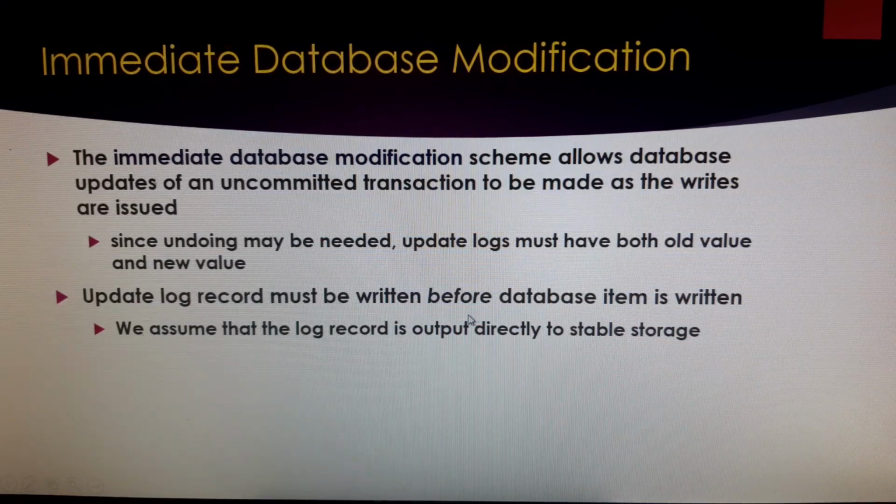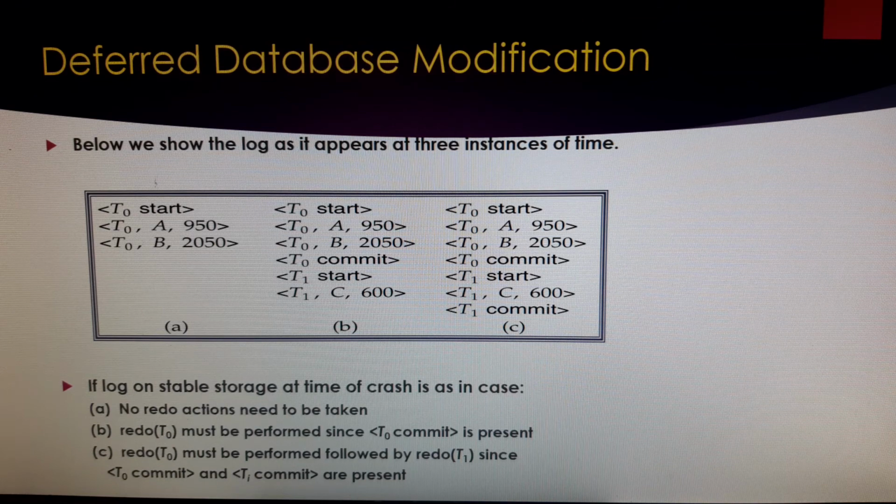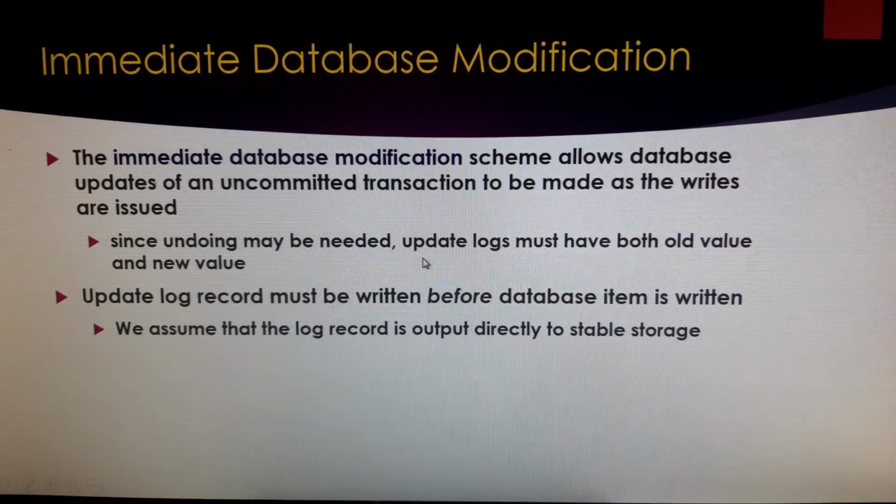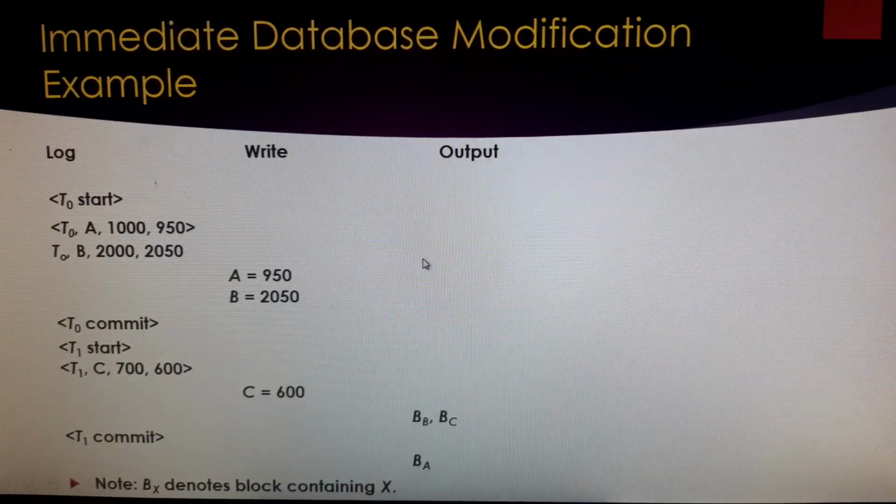Then coming to immediate database modification, the same action is going to be executed here also. But here you can observe the uncommitted transaction and the committed transaction. Likewise, in the previous case, deferred database modification, only the redo action is going to be performed. Before commit means no redo, after commit means the redo action is going to be performed. So here in immediate database modification, you can execute the redo operation and the undo operation.